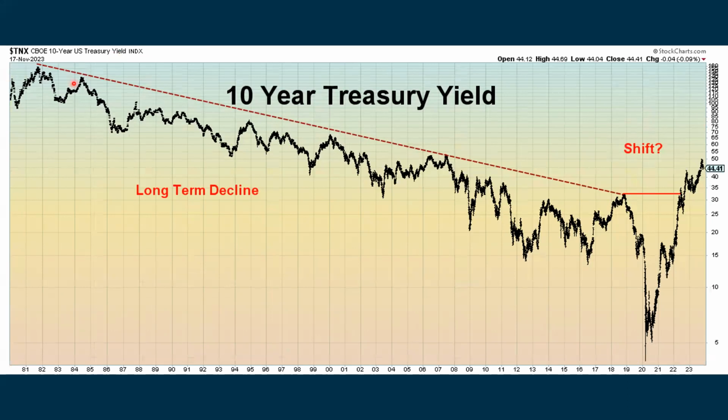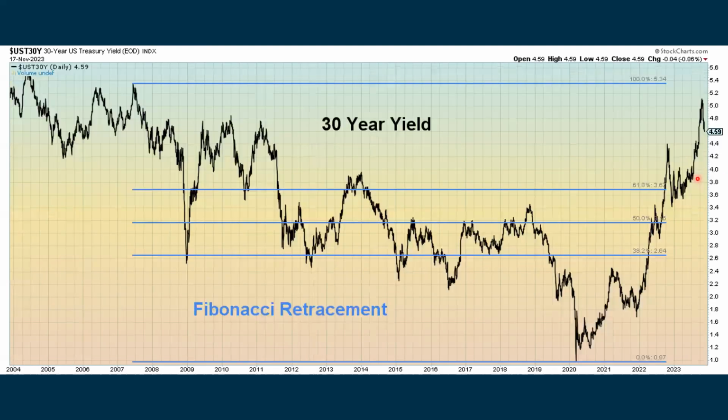For a long time, over 40 years, we were seeing a series of lower highs and lower lows as interest rates kept going down, down, down. We're watching this. We don't have an answer to this right now, but we seem to be switching over to a higher interest rate environment. We look at the 30-year yield, which has been coming down lately.